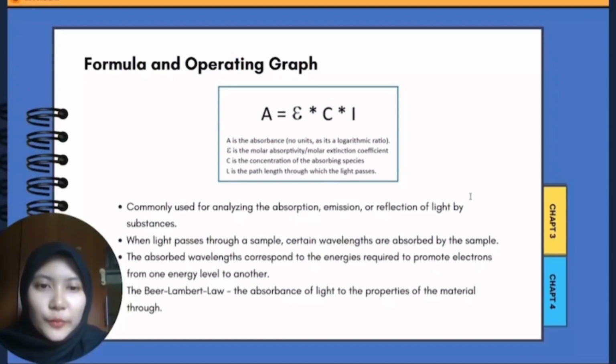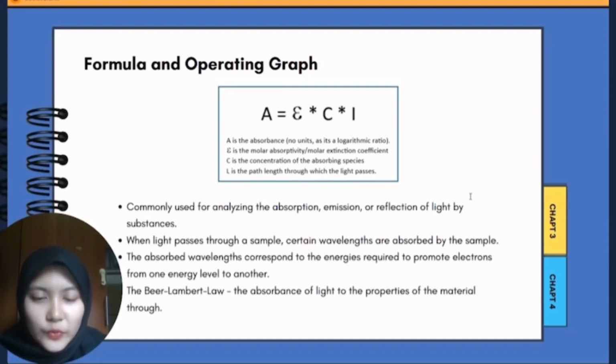Next, I will present the formula and operating graph of visible light and UV spectroscopy. First, let's go through the formula. This technique is commonly used for analyzing the absorption, emission, or reflection of light by substances. When light passes through a sample, certain wavelengths are absorbed by the sample. The absorbed wavelengths correspond to the energies required to promote electrons from one energy level to another.